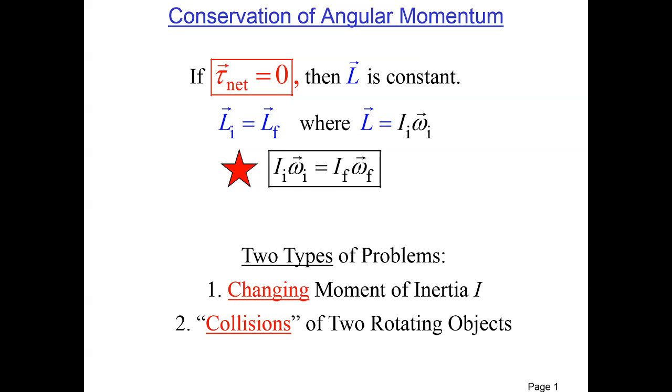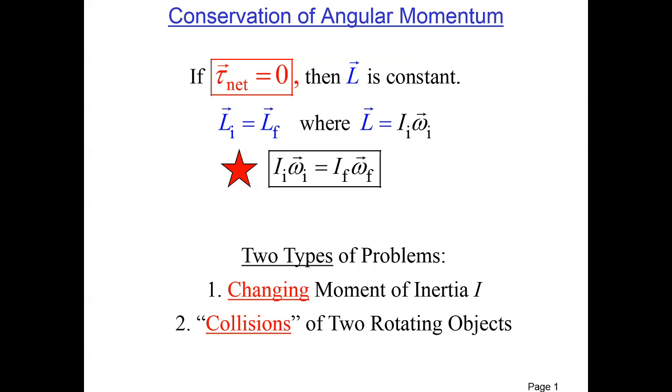One would be when the moment of inertia of an object changes. In linear momentum, the mass of an object is fixed, at least in classical mechanics, so that's not going to change. But in angular momentum, if we change the position of the mass with respect to the axis of rotation, the moment of inertia can change, even if we do not apply a torque.